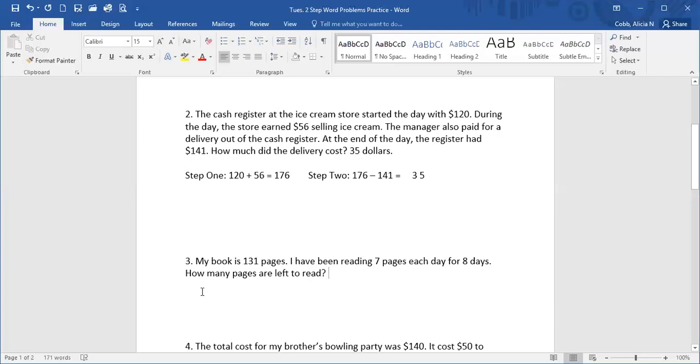Now what we have to do is figure out the steps, the operations that we need to do in step 1 and in step 2. So for step 1, I noticed that I've read 7 pages each day for 8 days. So that makes me think about 7 equal groups of 8, which makes me think about multiplication. So 7 times 8 is 56.